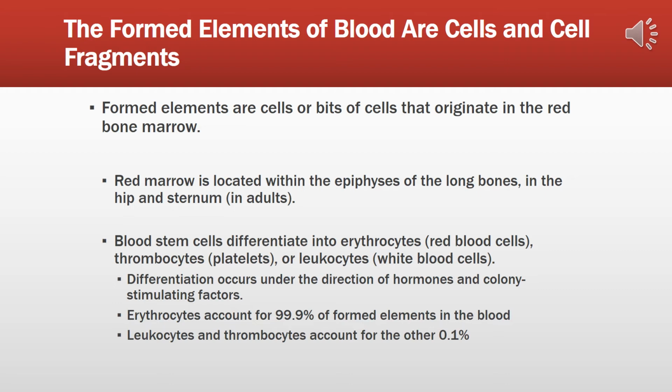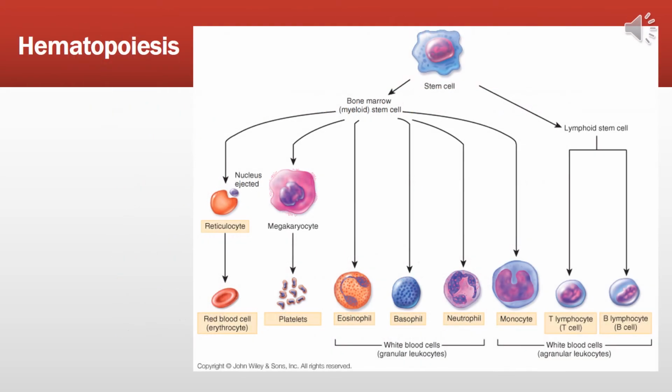The erythrocytes account for 99.9% of the formed elements in blood, whereas the leukocytes and thrombocytes account for the remaining 0.1%. The development of the stem cells in the bone marrow into mature blood cells is called hematopoiesis. And here to your right is a diagram of the various blood cells that the stem cells differentiate into.